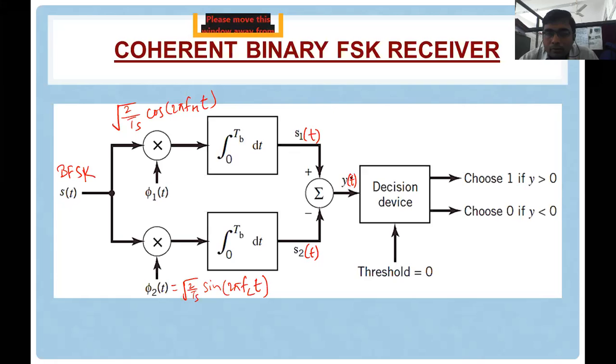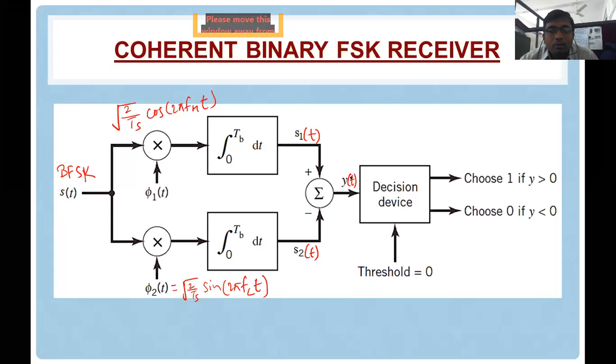This is a very simple operation of the coherent BFSK receiver that I have described, and all of you please note it down on this diagram. This is important to understand the concept of how the BFSK signal is detected.